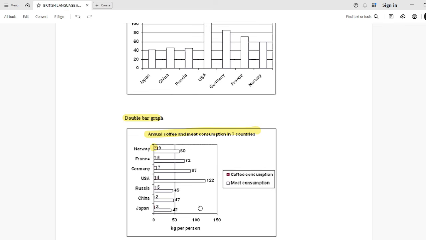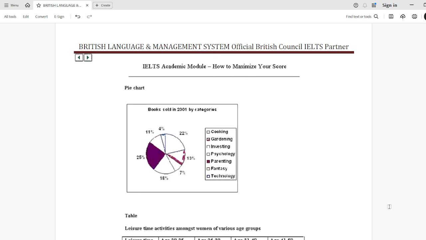Okay, and moving on, the next type is the pie chart. Here, as you can clearly see, again that is about the books sold in 2000 by different categories. So we have different categories and this is the proportion. So here you must try to use the word proportion. The given pie chart shows the proportion of books sold in 2000 by different categories, and the maximum is the one which is highlighted here. It is about parenting, and next you have to categorize the minimum, which is related to technology.